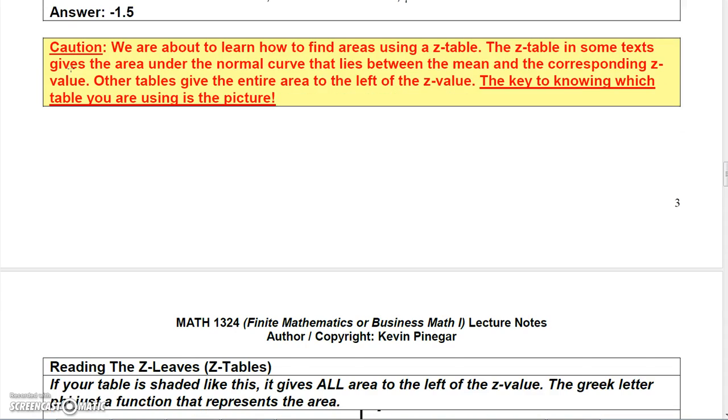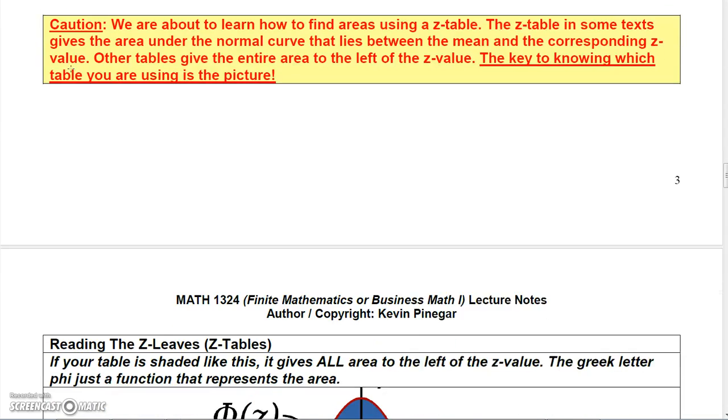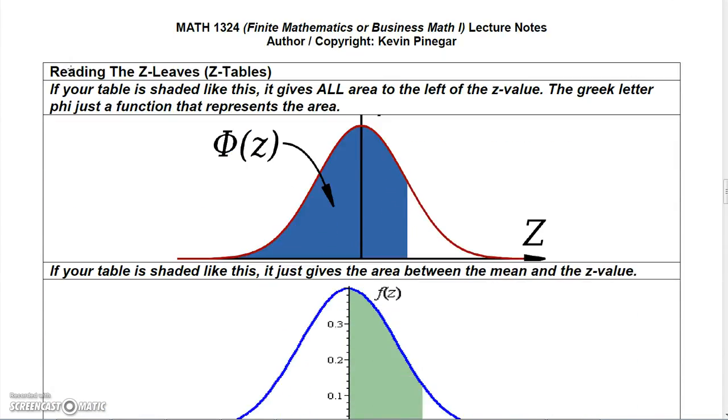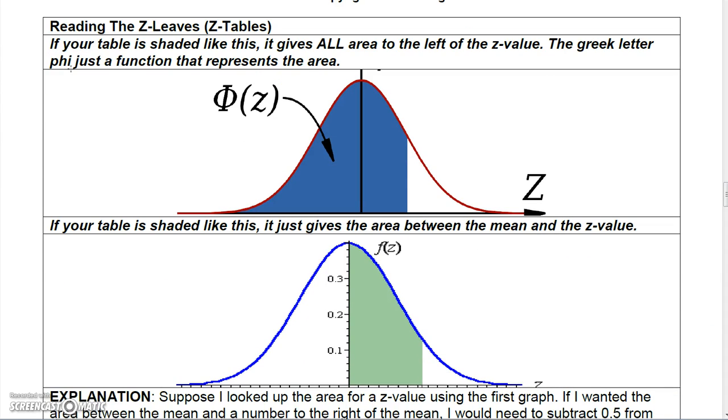Okay, so now the next thing I'm going to get into is reading the z-table. I'll explain the process on this page, and then I'll do some examples on the next page. But let me explain one thing for you, because we're going to have to look up in a table the areas that are under a curve. And if you look in a table, you might see two things. You might see a picture like this in the table.